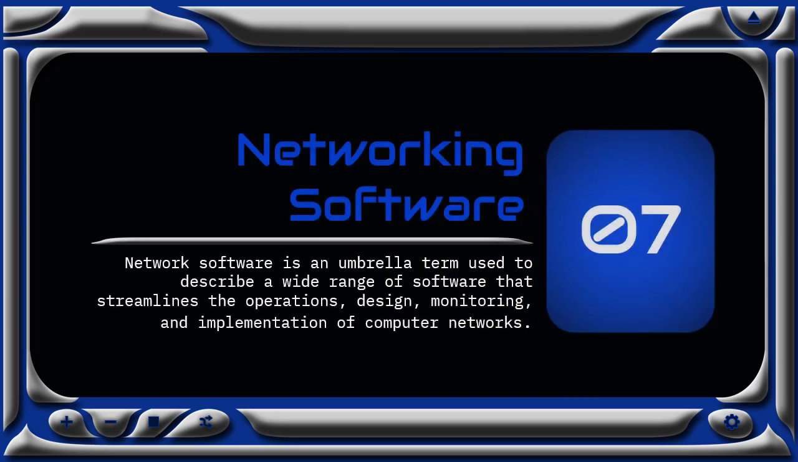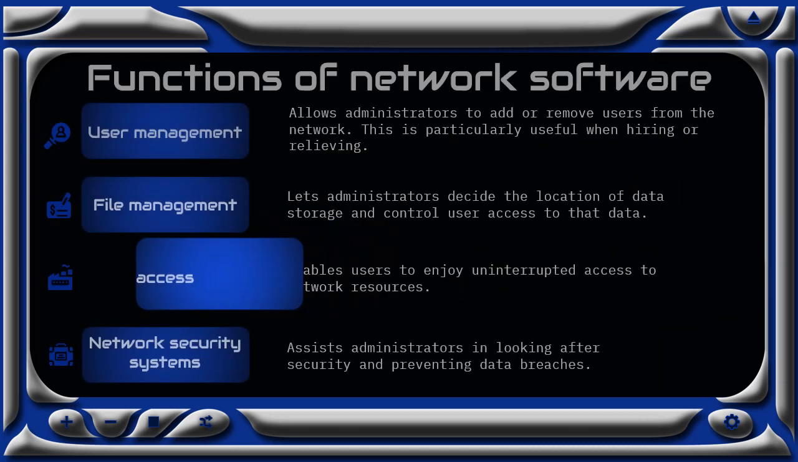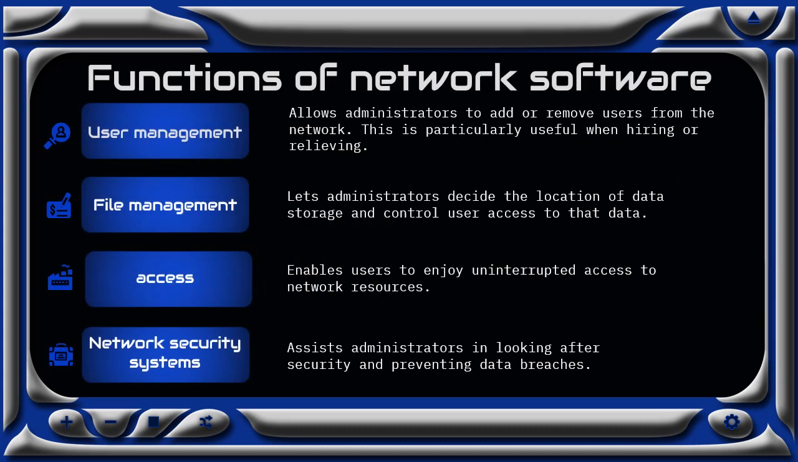And for the last one, we have networking software. Network software is an umbrella term used to describe a wide range of software that streamlines the operations, design, monitoring, and implementation of computer networks. Some functions of network software are user management. It allows administrators to add or remove users from the network. This is particularly useful when hiring or relieving.